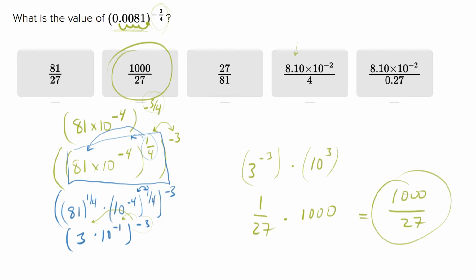So that was a tricky exponent problem. If you got all the way through that, and you understand everything that we just did, you're basically set for exponents. That's basically every exponent rule that there is. So congrats.